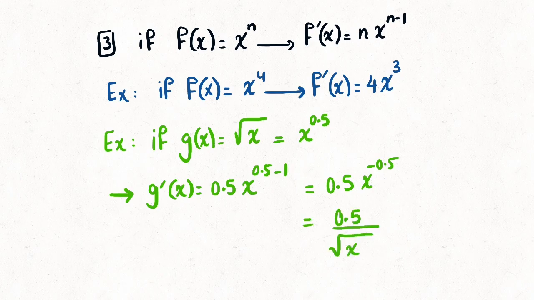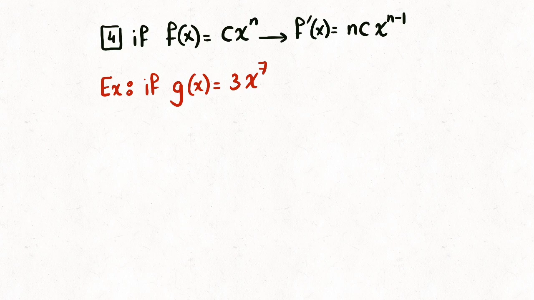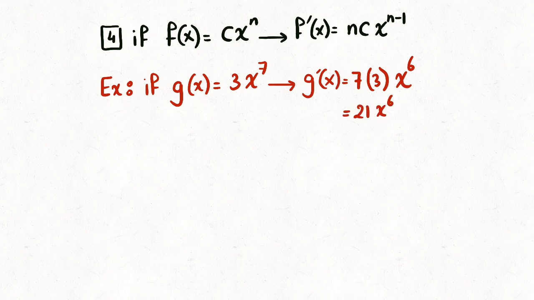If you don't want to see a negative power, you can just drop x with the power below, and it will be 0.5 over x to the power 0.5, which is 0.5 over the square root of x. Now, if f of x equals c times x to the power n, where c is a number, all you have to do is the same power rule, but you will multiply it by c. For example, g of x equals 3 times x to the power 7, then g prime equals 3 times 7 times x to the power 7 minus 1, and at the end it will be 21x to the power 6.